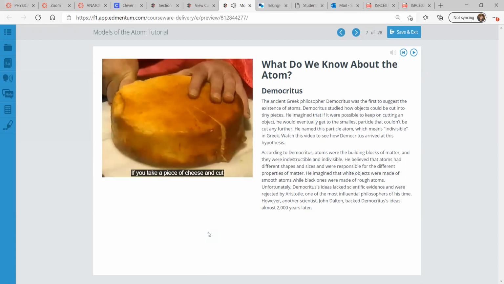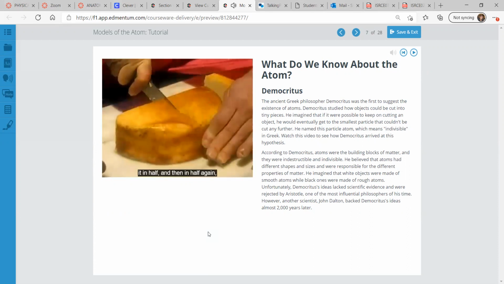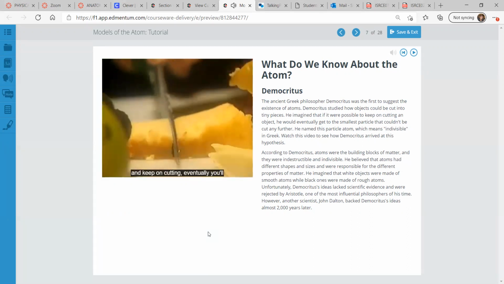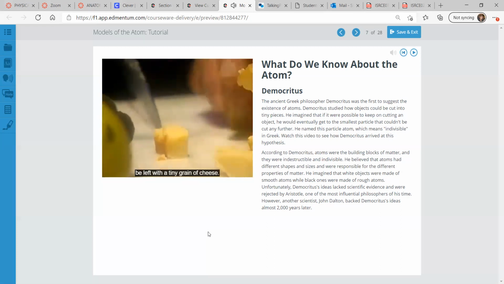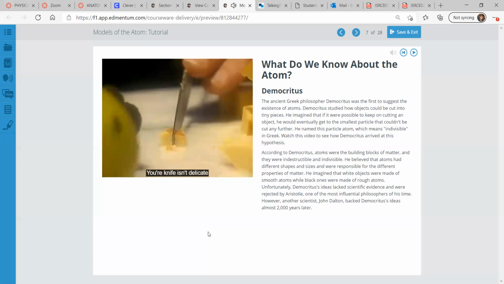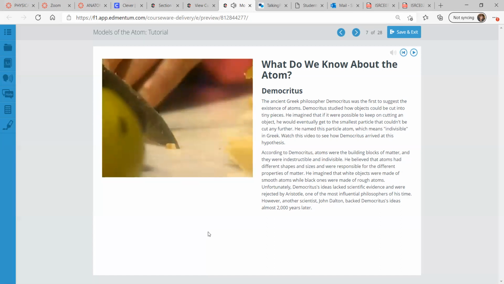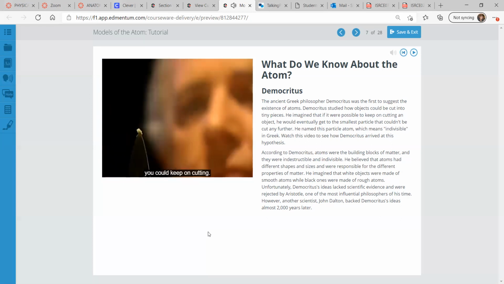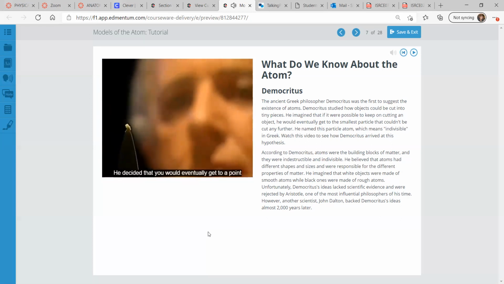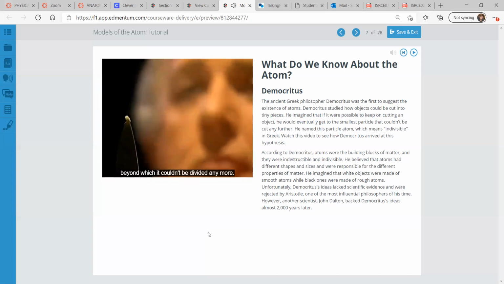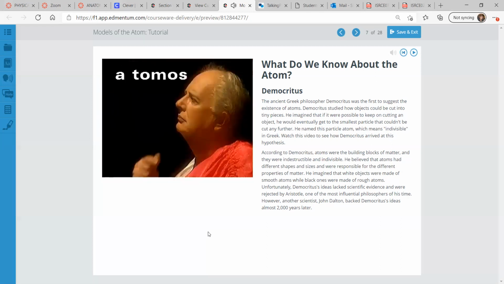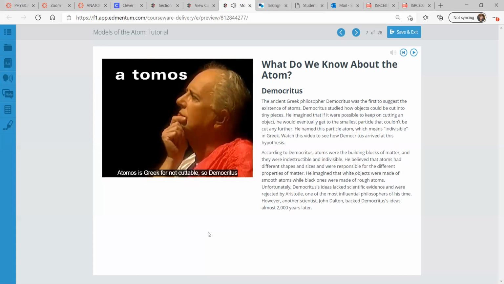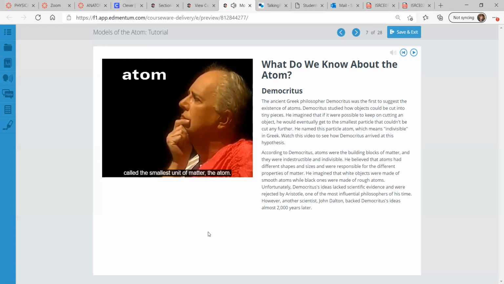If you take a piece of cheese and cut it in half and then in half again and keep on cutting, eventually you'll be left with a tiny grain of cheese. Your knife isn't delicate enough to cut it any further. But Democritus imagined that you could keep on cutting. He decided that you would eventually get to a point beyond which it couldn't be divided anymore. Atomos is Greek for not cuttable, so Democritus called the smallest unit of matter the atom.